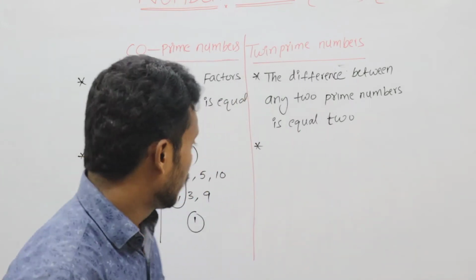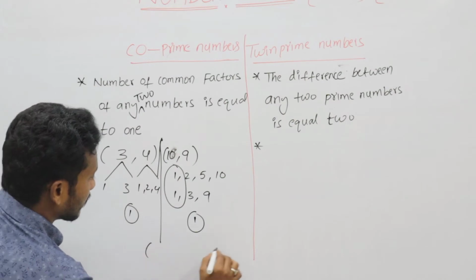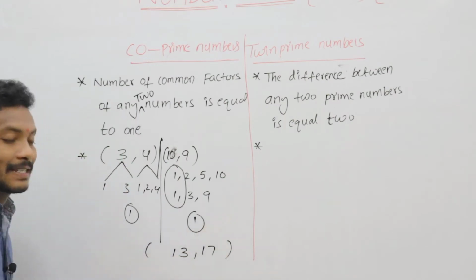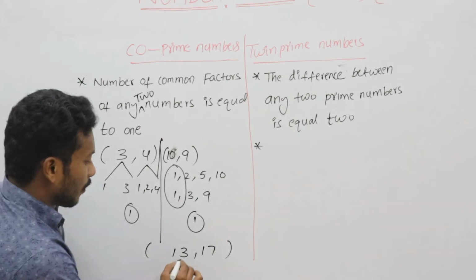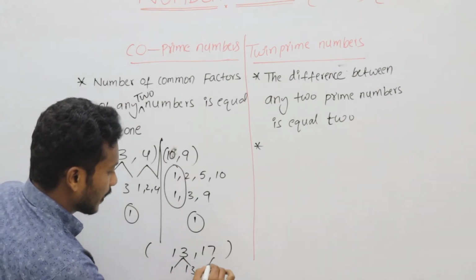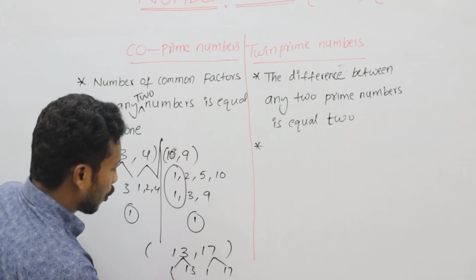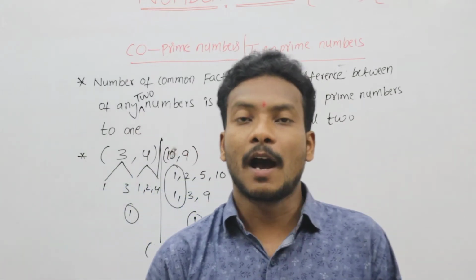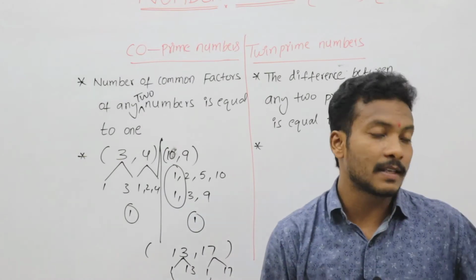Now, another example: 13 and 17. The factors of 13 are 1 and 13, and of 17 are 1 and 17. How many are common? Only one factor is common.